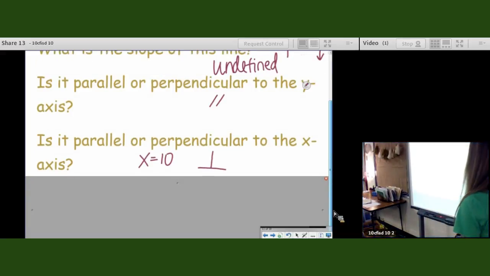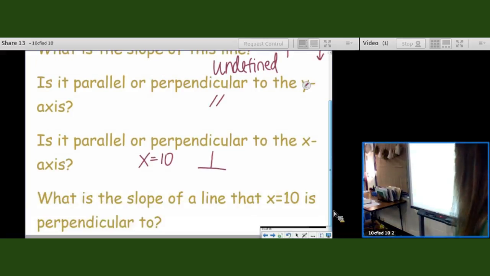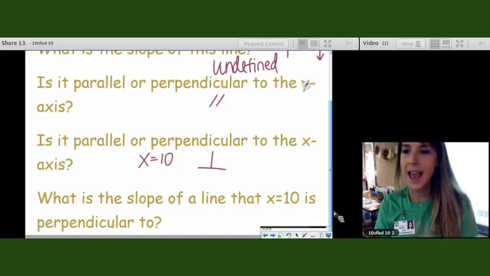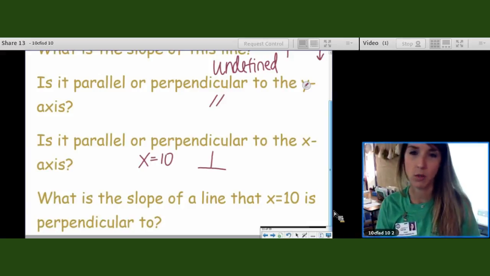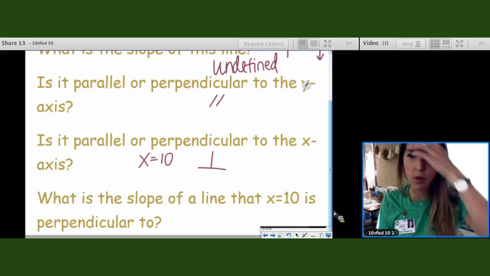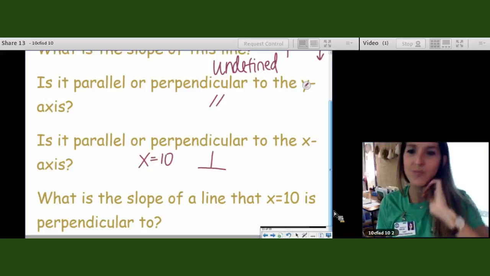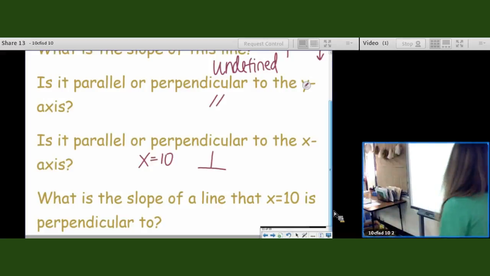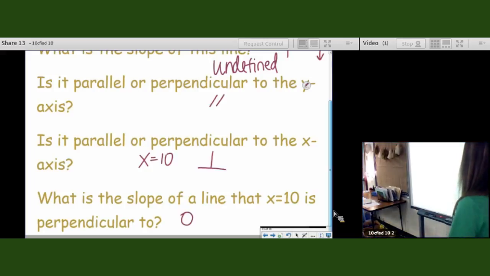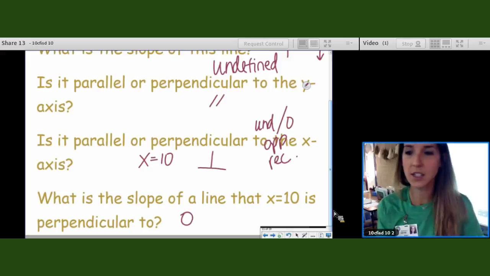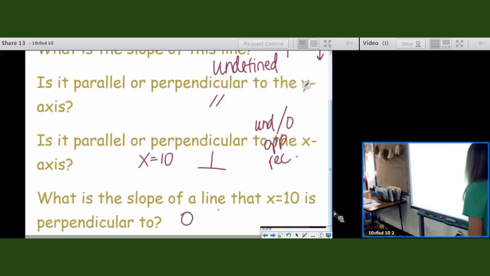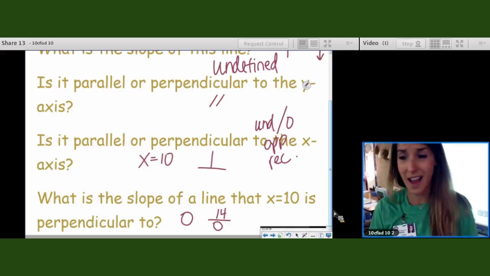What is the slope of a line that x equals 10 is perpendicular to? So, what's the opposite reciprocal of undefined? Good. 0. So undefined and 0 are opposite reciprocals. And if you remember yesterday, we had a problem where the slope was 14 over 0, and we tried to put that in our calculator and we got error.